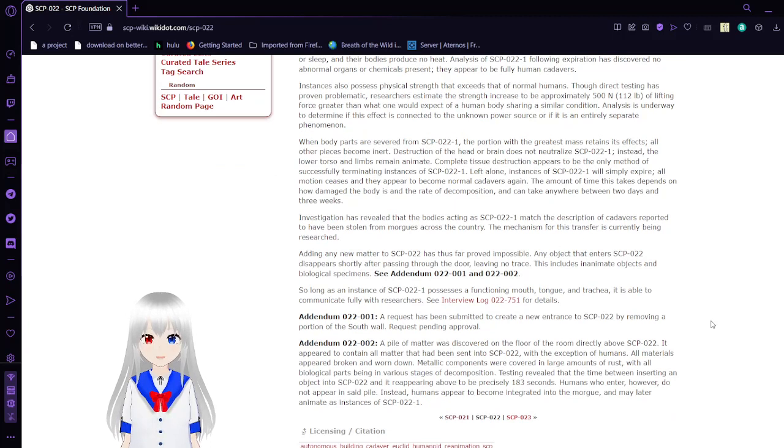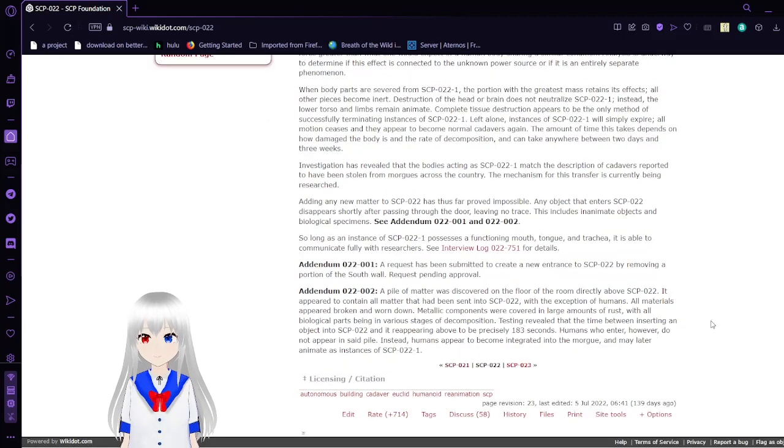Though direct testing has proven problematic, researchers estimate the strength to be approximately 500 newtons, or 112 pounds of lifting force, greater than what one would expect of a human body sharing a similar condition. Analysis is underway to determine if this effect is connected to the unknown power source or if it is an entirely separate phenomenon.